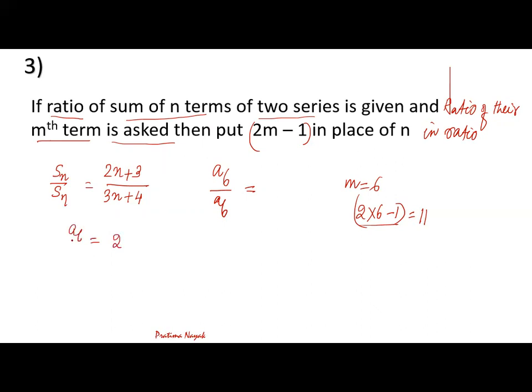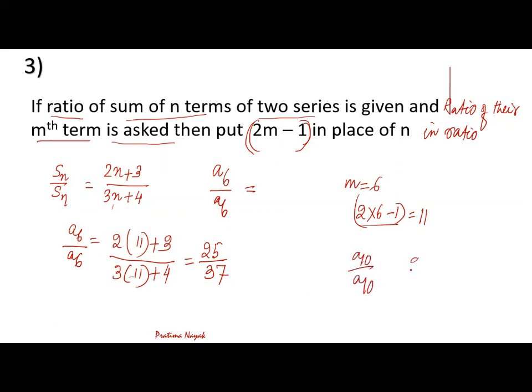So the ratio of their A6 by A6 terms is equal to twice 11 plus 3 upon 3 times 11 plus 4. So it will be 25 is to 37. This will be the answer. So recall the fact: you have to put 2n minus 1 in the ratio. If it is the 6th term, then 2 into 6 minus 1. If the term is A10 to A10, then you will put 2 into 10 minus 1.